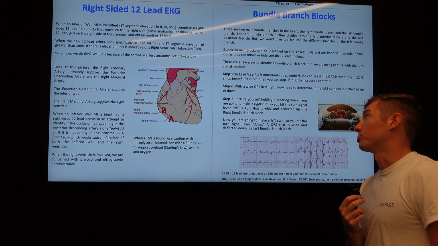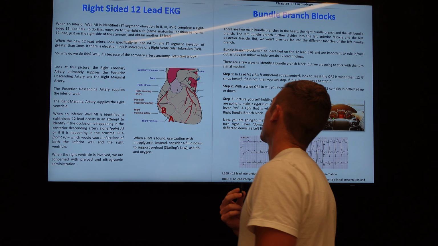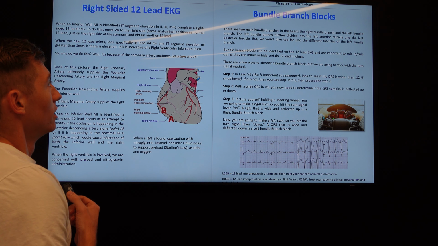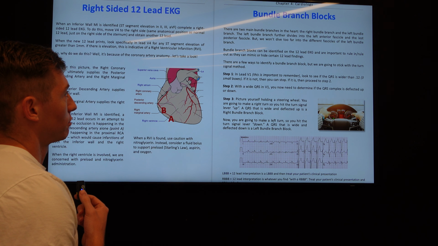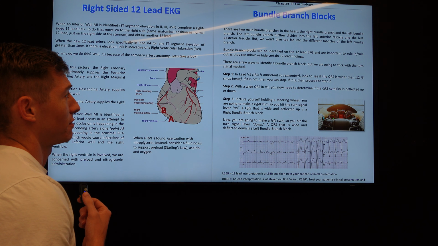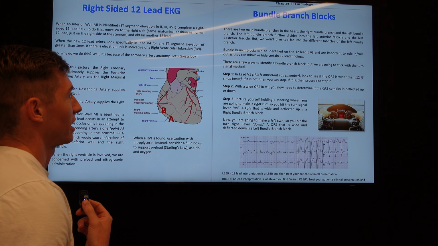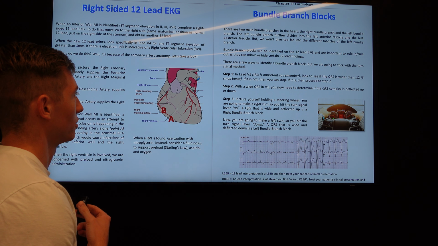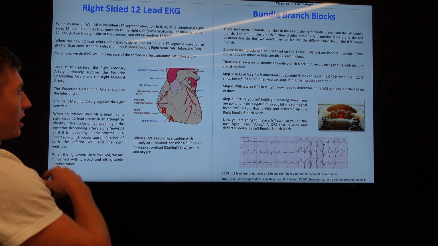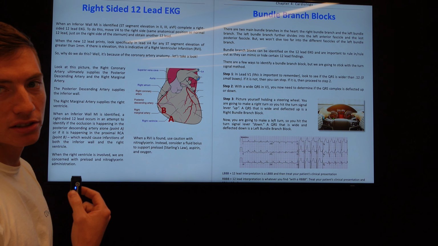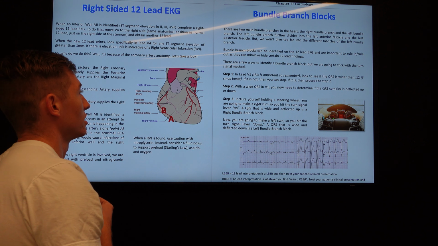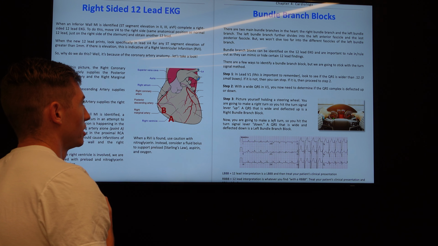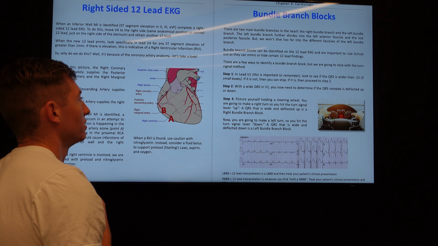Now, if we're looking at bundle branch blocks, there are two major main bundle branches in the heart. You have right and left bundle branch block. The left bundle branch further divides into the left anterior fascicle and the left posterior fascicle, but we're not going to dive too far into the different fascicles. The bundle branch block can be identified on the 12 lead, and I struggled with this in my cardiology section. They're important to rule in and rule out, because they mimic or hide certain 12 lead findings.